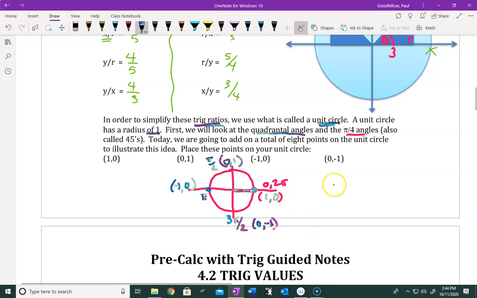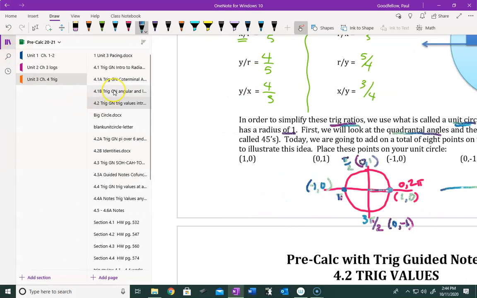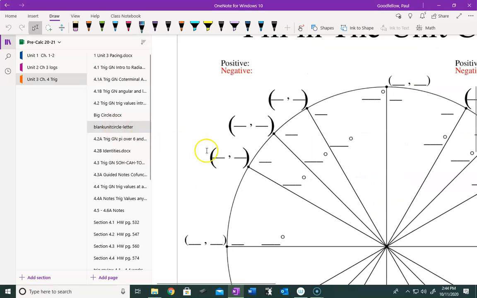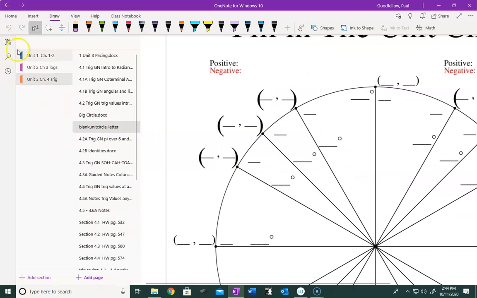Now, the first thing I want you to do about these particular pieces of information is put this on your unit circle. You have a nice, big, beautiful unit circle, and I'm going to show it to you, the same one that I have as well. And here is your big blank unit circle that you've got.